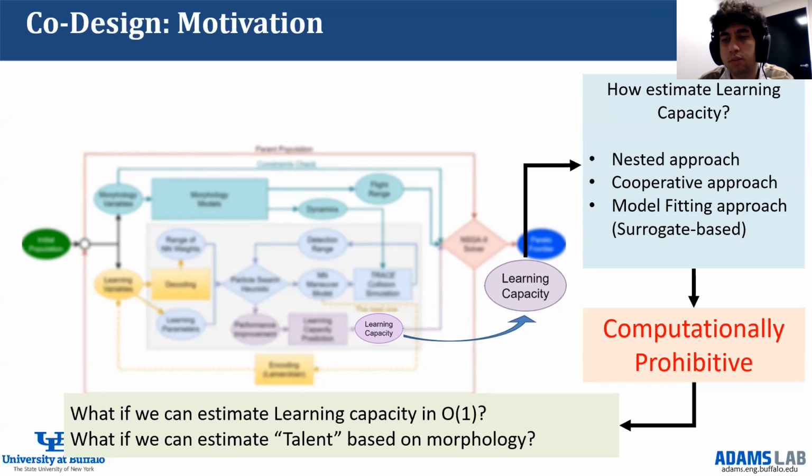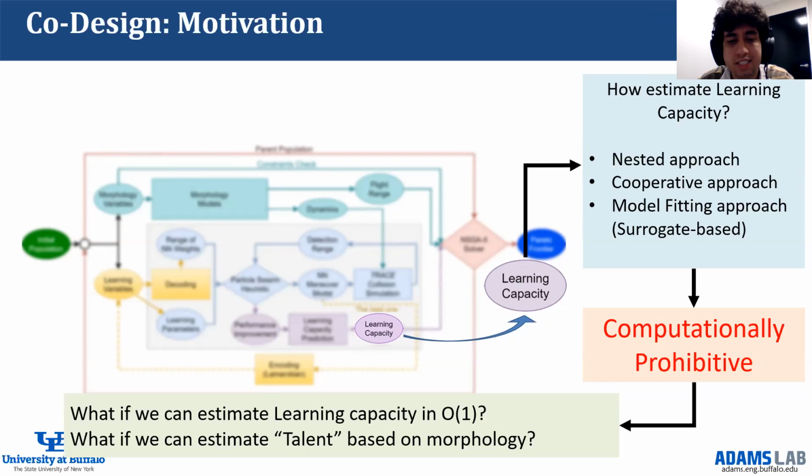So what can we do? We can have a nested approach. We can have a model fitting approach, which is a surrogate approach for estimating the learning capacity. And we can have a cooperative approach, changing from one discipline to the other and coming back. All of them are fine, but they are computationally expensive. Obviously, the nested approach is the best theoretically, but with a 40 core machine, it takes 7 days to solve this problem to the level of accuracy we want.